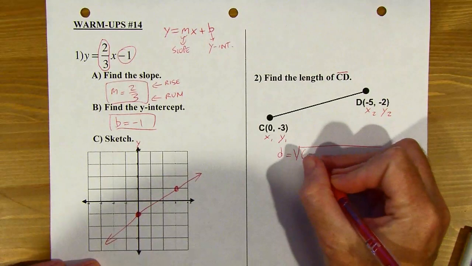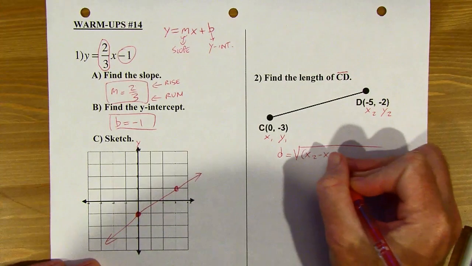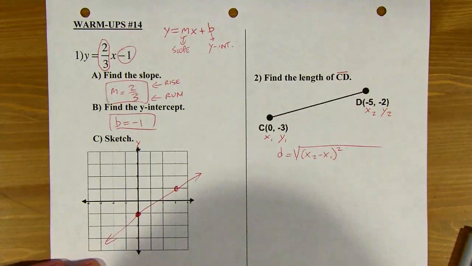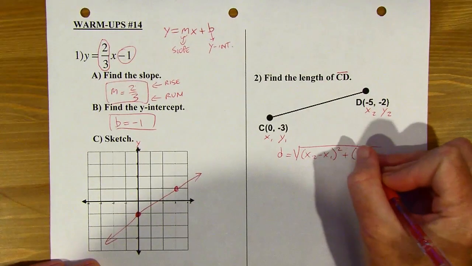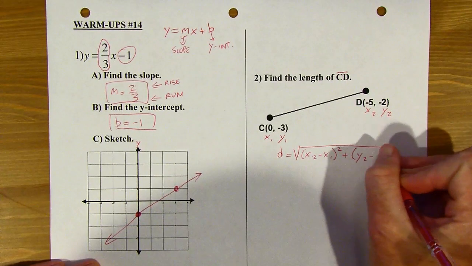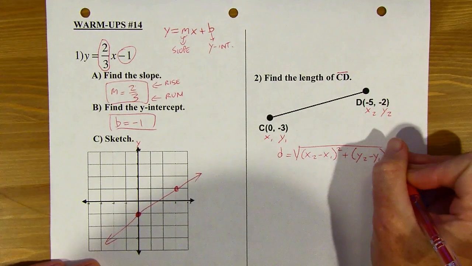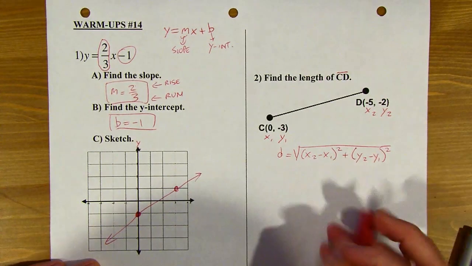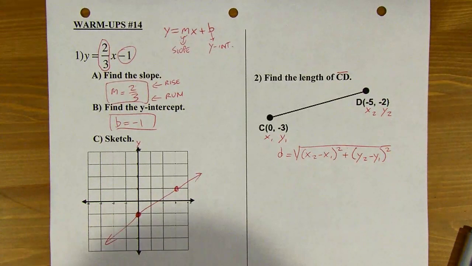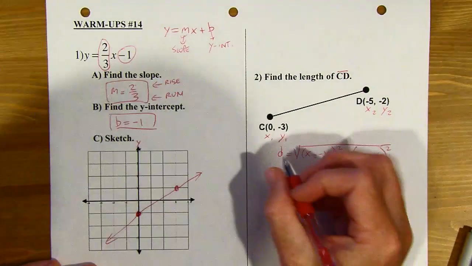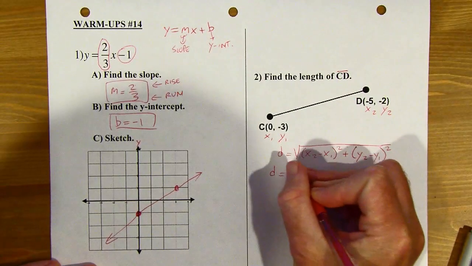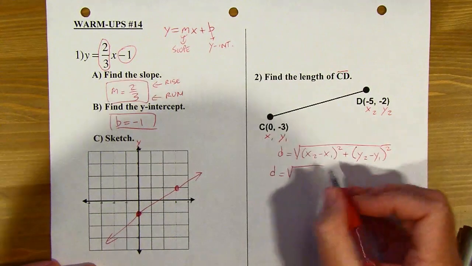So first I'm going to subtract the 2 x's, and then raise to the second power. And then I'm going to subtract the 2 y's and raise that to the second. And I'm going to add together these 2 parentheses as well. Okay, so let's just start putting the pieces into this. So the distance between those 2 points is going to be the length of the segment, right?